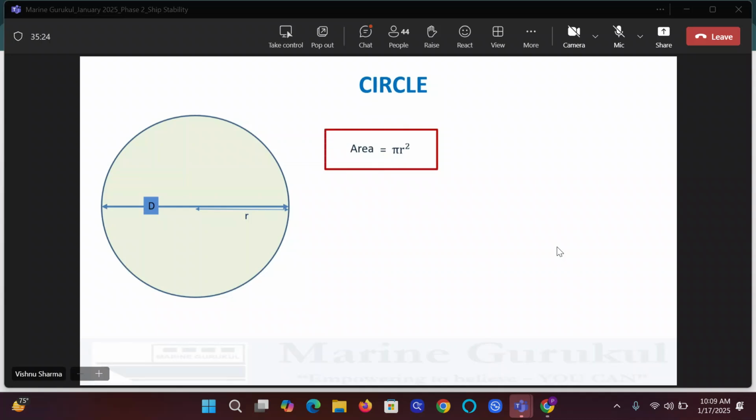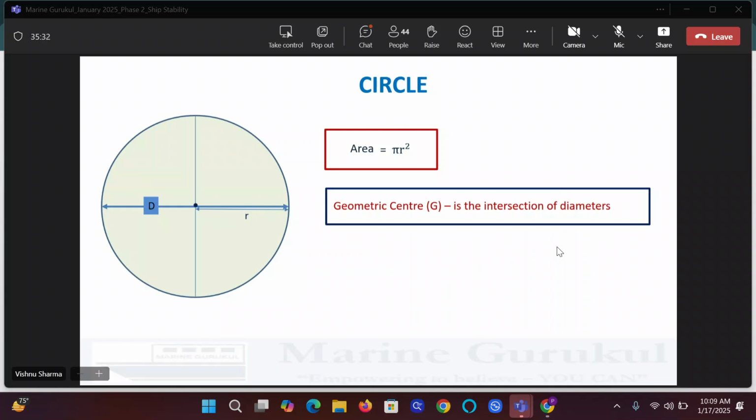Where is the geometric center? Intersection of diagonals. Sorry, I said diagonal, I meant diameters. My mistake. If I draw another diameter, we all know this is the center of the circle. Now, in this, we'll learn only one formula.